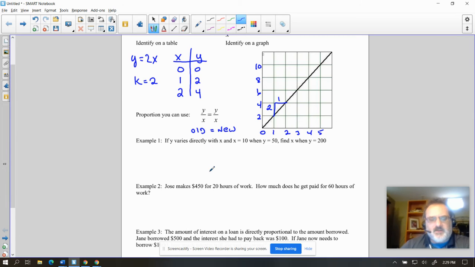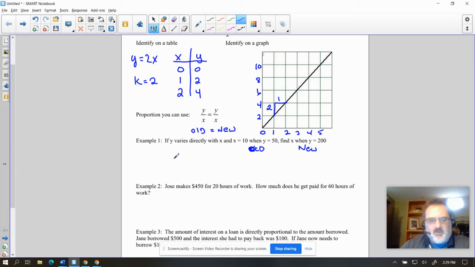So let's take a look at how this works. If y varies directly with x and x is 10 while y is 50, this would be the old information, because that's written first, and then this is the new information. Find x when y is 20.